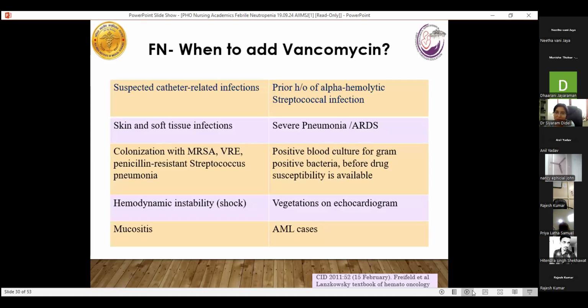So now the next question is when to add vancomycin to the empirical treatment. Vancomycin is indicated when we suspect catheter-related infections or skin or soft tissue infections. There is colonization with MRSA. The child has hemodynamic instability such as shock. There is mucositis. There is prior history of infection with alpha hemolytic streptococcus. Then there is severe pneumonia, a picture of ARDS, and positive blood culture for gram-positive bacteria. And there are vegetations on echocardiogram or AML cases. In all these cases, we have to add vancomycin as part of the empiric therapy.